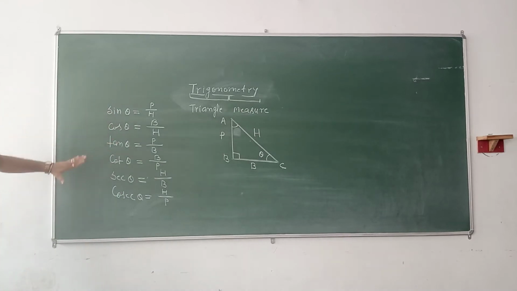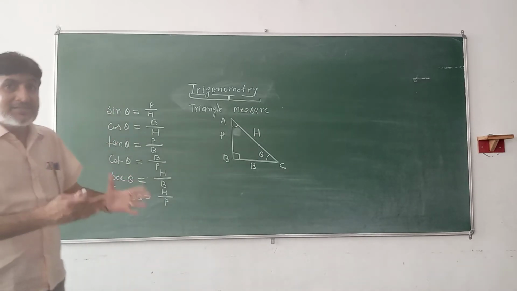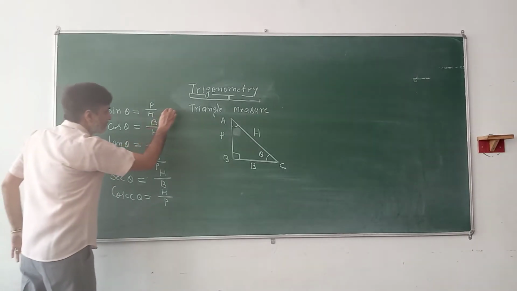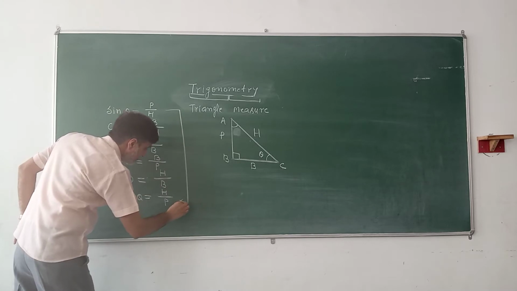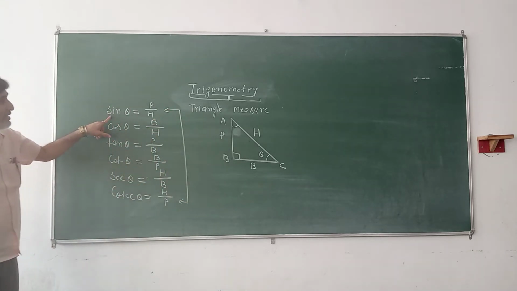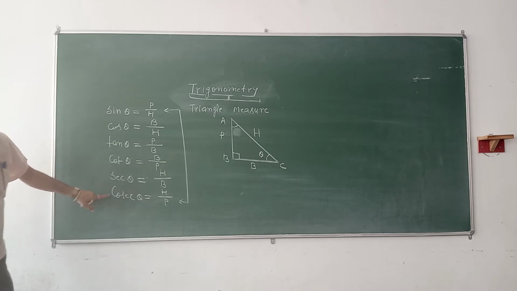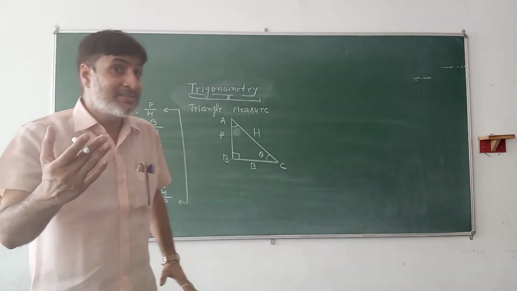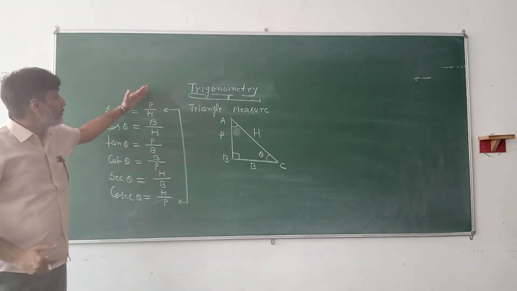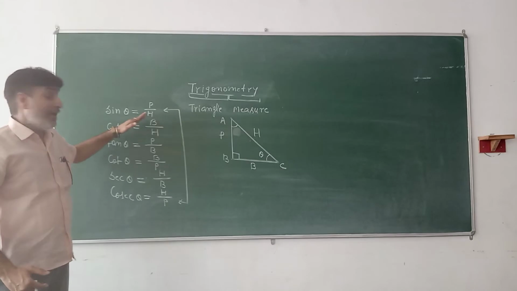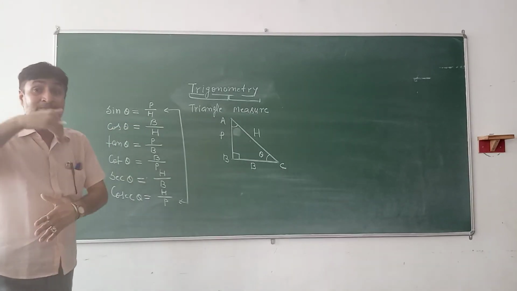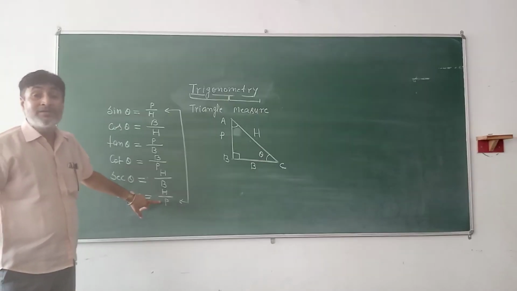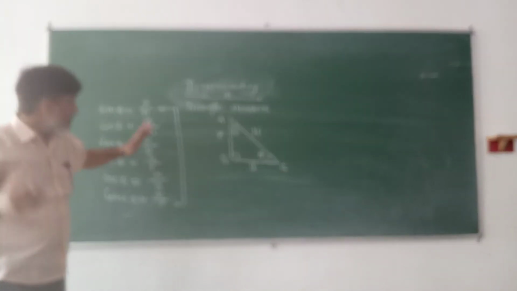Now students, here we have a few interrelations between these 6 trigonometrical ratios. First one, just see here. The values of sin theta and cosec theta are reciprocal to each other. The value of sin theta is the ratio of the length of perpendicular to the length of hypotenuse, and cosec theta is just the reciprocal, the ratio of the length of hypotenuse to the length of perpendicular. Therefore, we have a relation between these two.